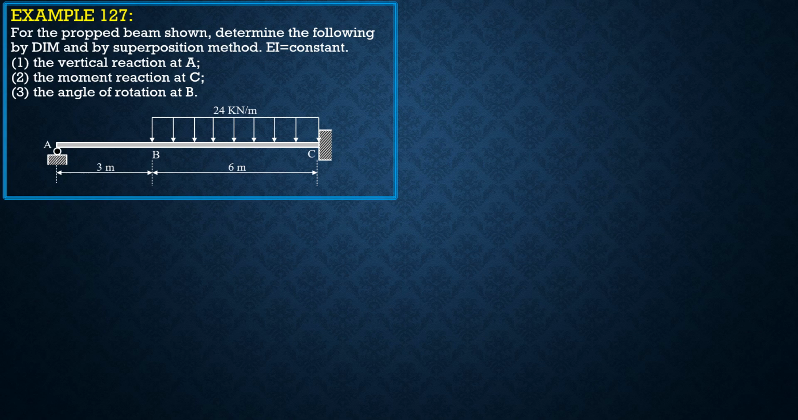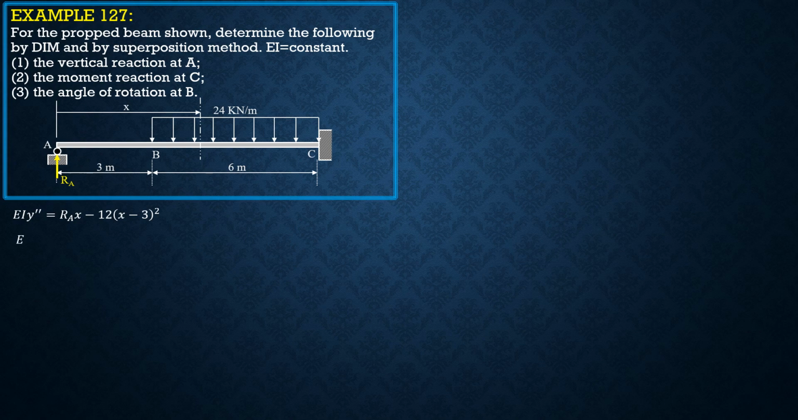This is indeterminate to the first degree, and we will select RA as our extra unknown. So we cut x, so EI y double prime equals RA times x minus 24 times x minus 3 times x minus 3 over 2, or minus 12 times x minus 3 square. So that's the moment equation up to this section here.